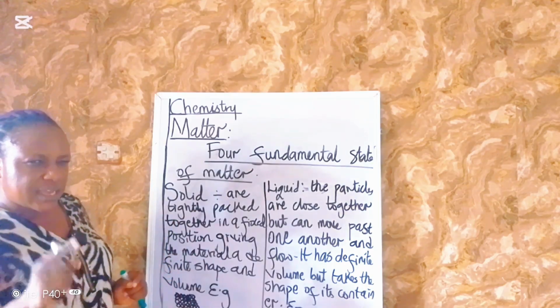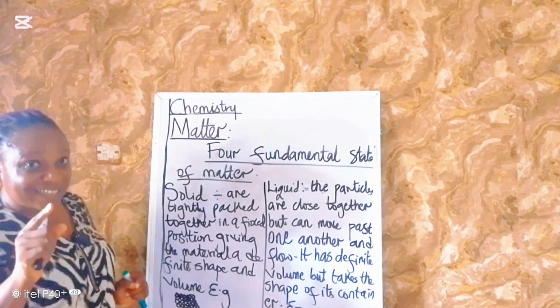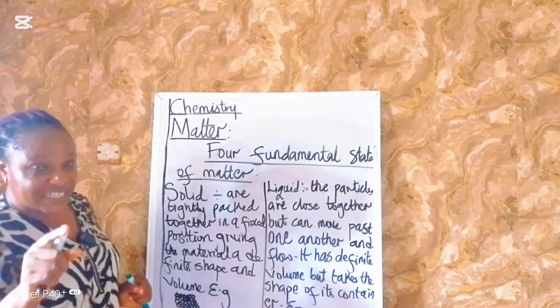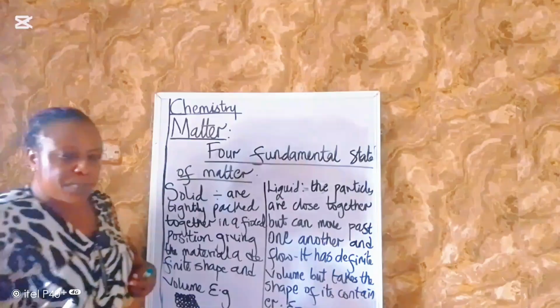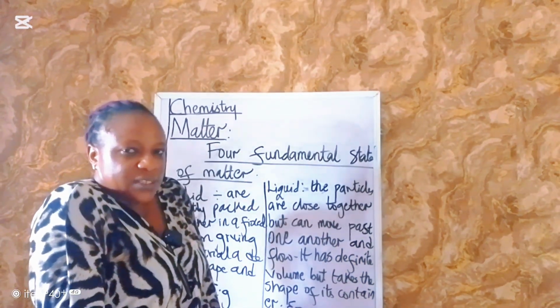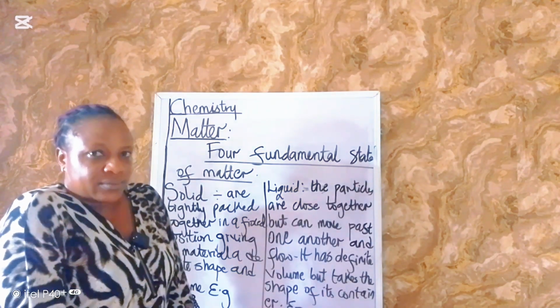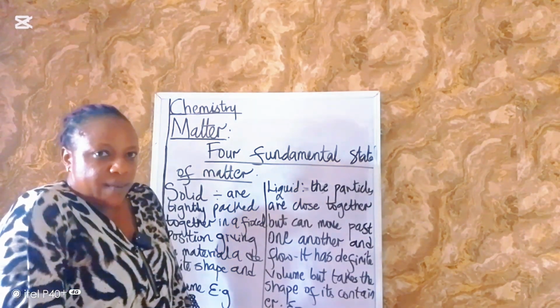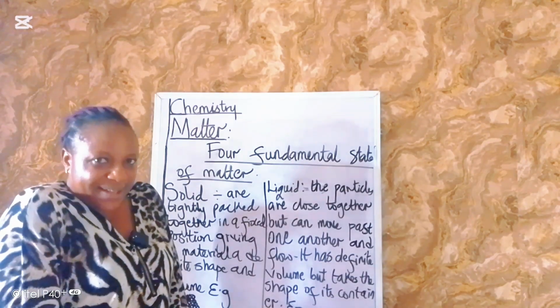You can look at it and say, this is a circle. That is solid for you. It's only a solid that I can say it's a circle, it's a triangle, it's this, it's that. What has made it have that shape is that the particles inside it are tightly packed, in a fixed position, in a fixed structure. They don't move about. There's a small vibration within them, but they are packed.